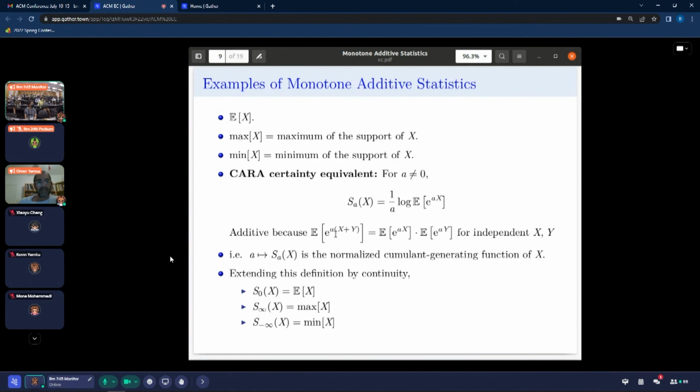I have another question. Is it easy to see that the set of all monotone additive statistics is convex? Convex, yeah, that's immediate. If I have two monotone additive statistics, I take their convex combination. It's still going to be monotone because when I take the convex combination, each part will be monotone. I guess you just have to plug in the definition.